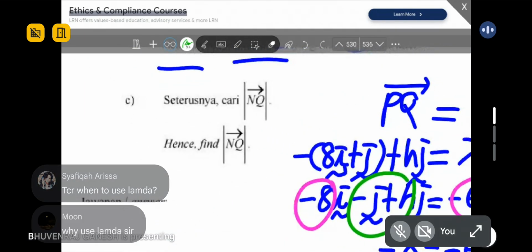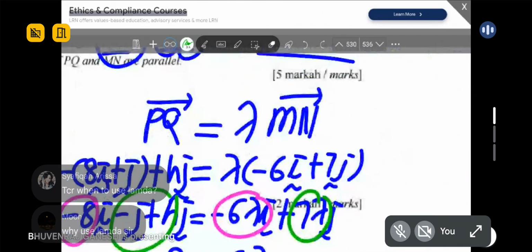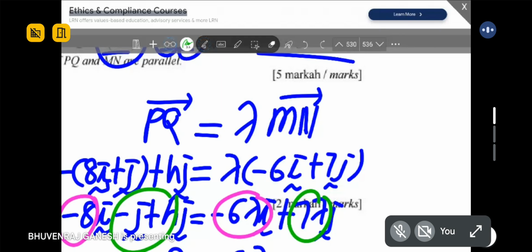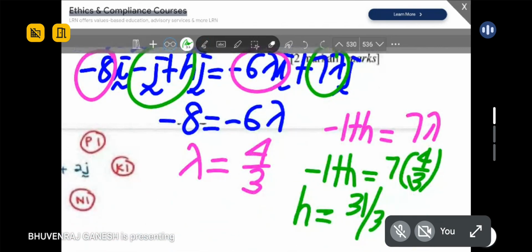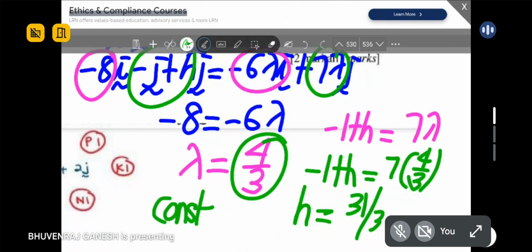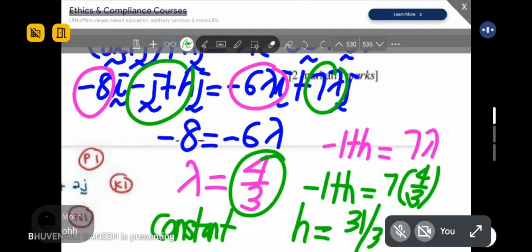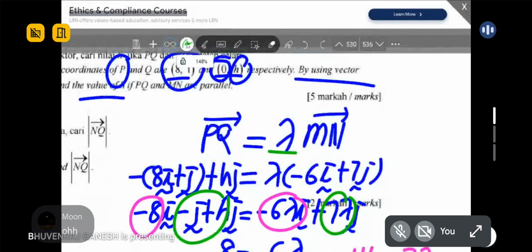They ask you to find why use lambda. Because SPM asks you to use lambda. That's the straightforward answer I can give. SPM memang say must use lambda. A equals lambda B. That is your general formula. Lambda is to show a constant. Can you see here? The lambda value you get is 4 over 3. 4 over 3 is a constant, meaning the value won't change. Takkan berubah. It's always 4 over 3. So lambda shows a constant.